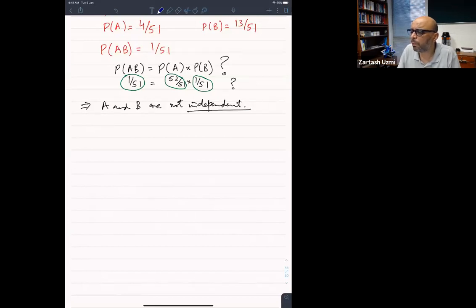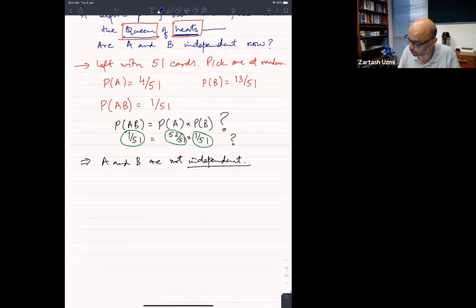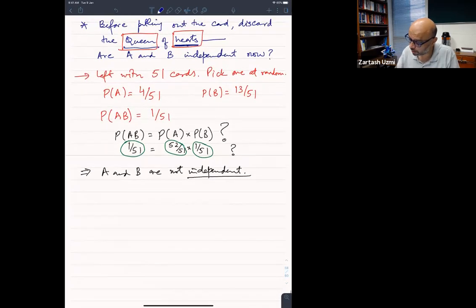So Hamza has a question: probability of A is equal to 4 over 51? No, it's not 4 over 51. Probability of A is not 4 over 51. Probability of A, this is 4 over 51.